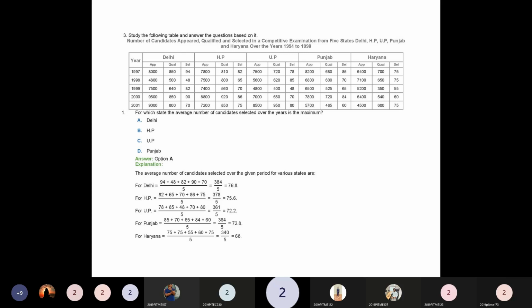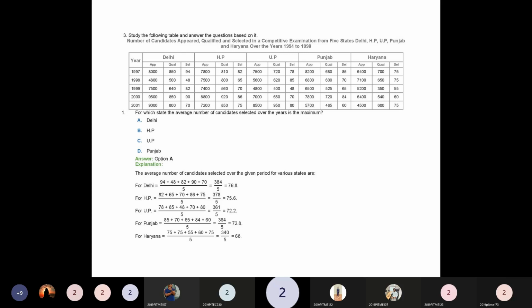These are the given data. The 5 states are taken from 1997. Sorry, there is a small mistake here. They mentioned 1994 to 1998, but you take 1997 to 2001. So in the given data, for every state, you have the appeared candidates, qualified candidates, and selected candidates.